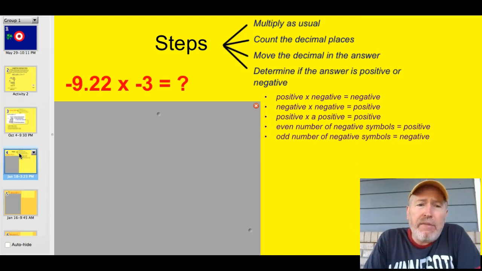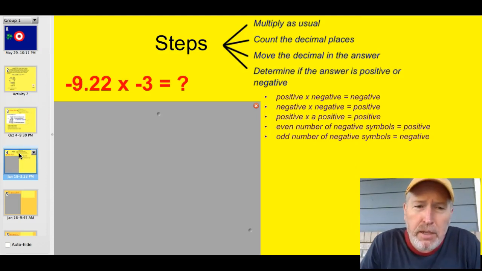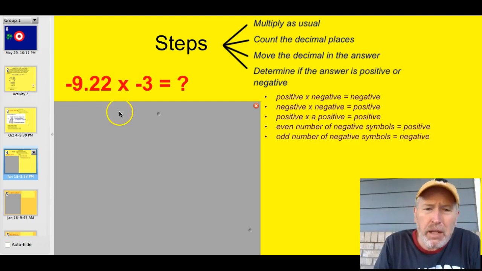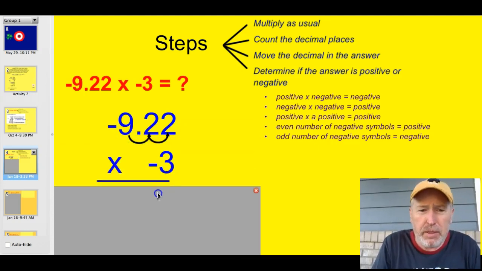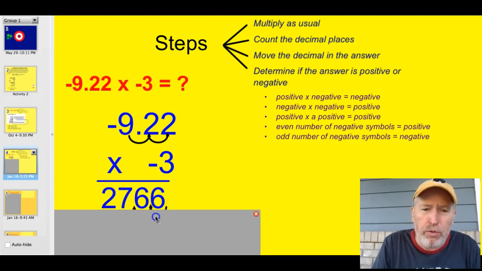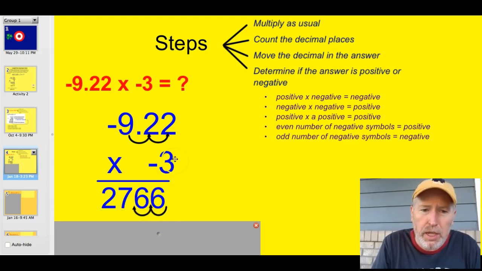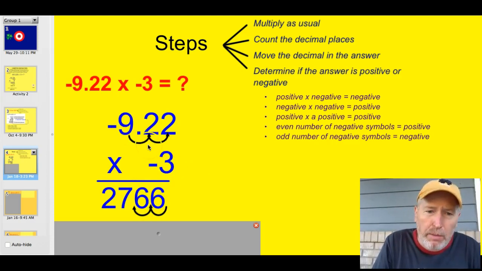So we have a negative 9.22 times a negative 3. Well, it looks like it's going to be about a negative $30. But let's go ahead and look through the steps. So we write it out, negative 9.22 times a negative 3, and we work through the problem. 3 times 2 is 6. 3 times 2 is 6. 3 times 9 is 27. And then we have to look at the decimal places.